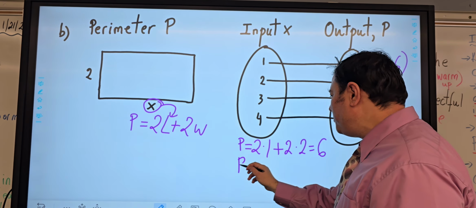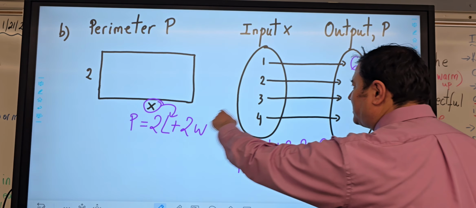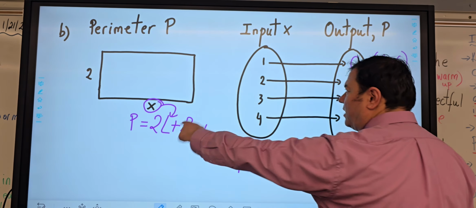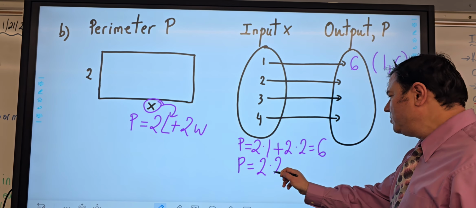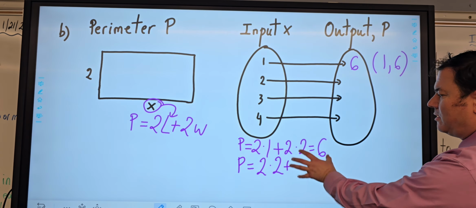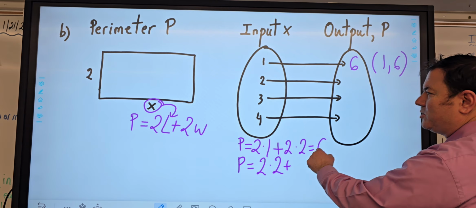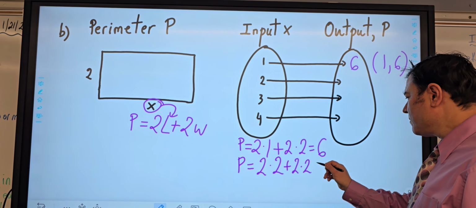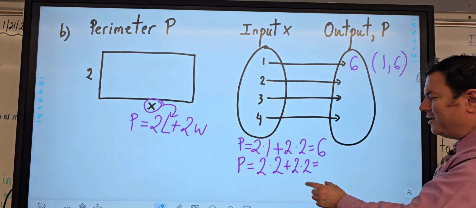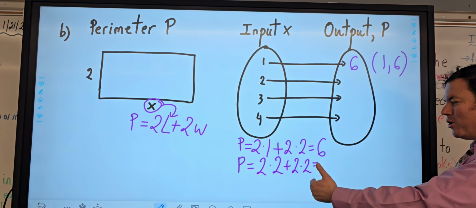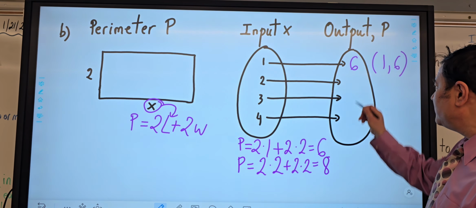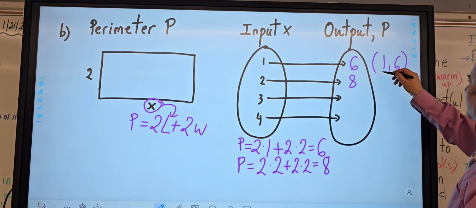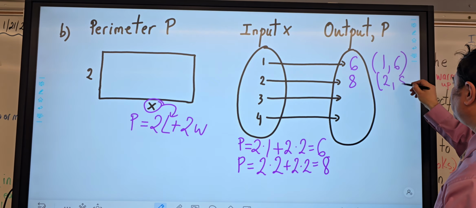So now we have again the perimeter equals, instead of X, now we are going to put 2. So we have 2 times, instead of L, we put 2. 2 times 2 plus, the second part stays the same, 2 times 2. 2 times 2 is 4. 2 times 2 is 4. 4 plus 4 is 8. So the output is 8 when we input 2. So we have 2, 8.